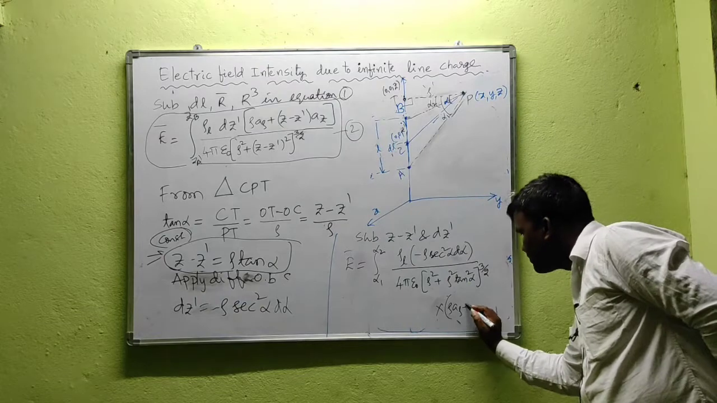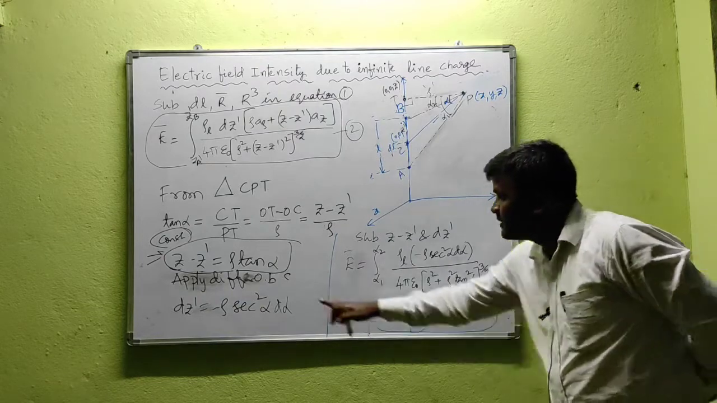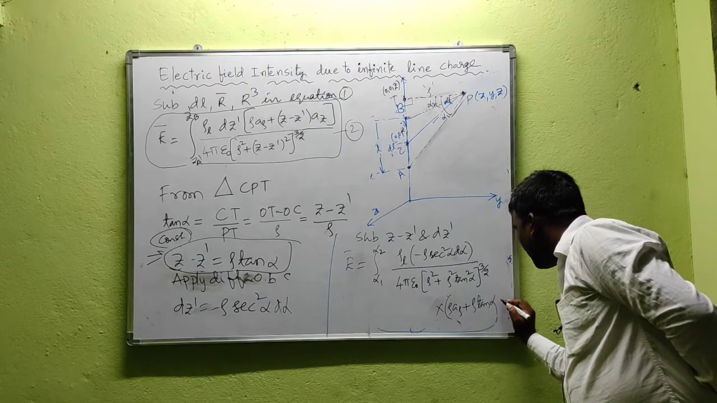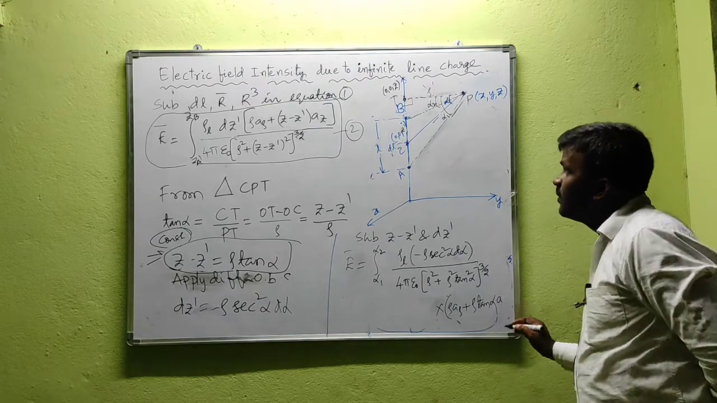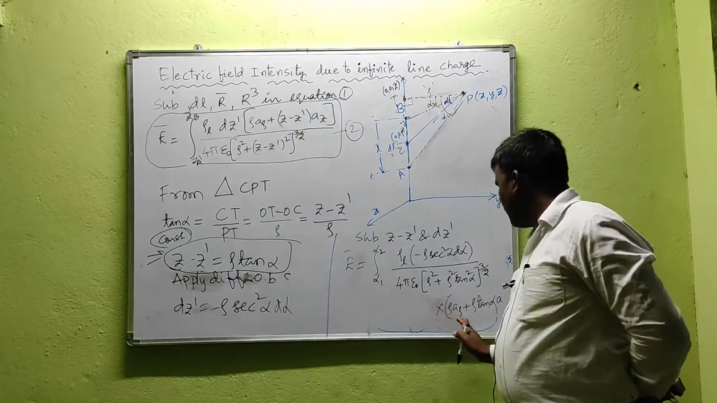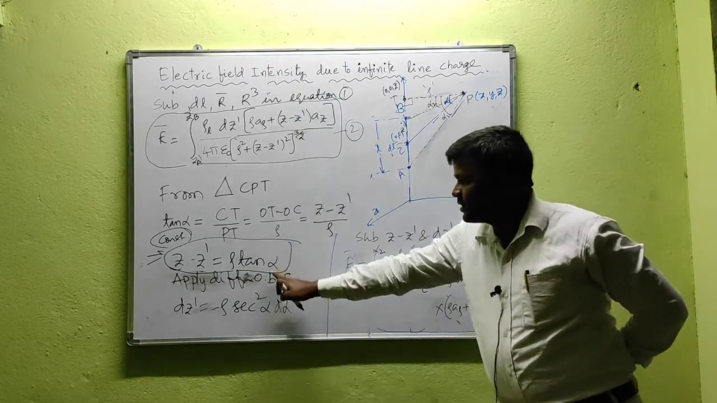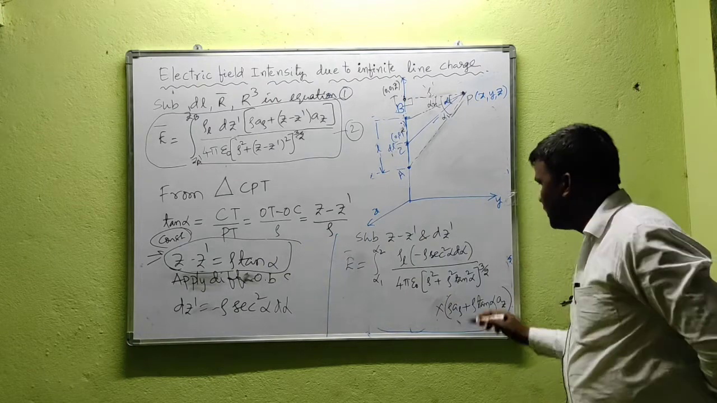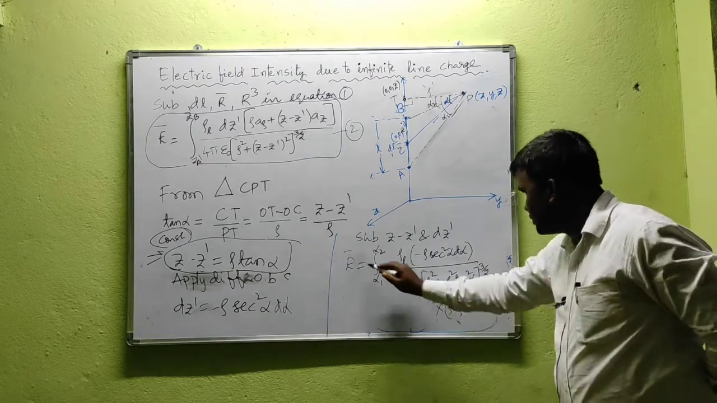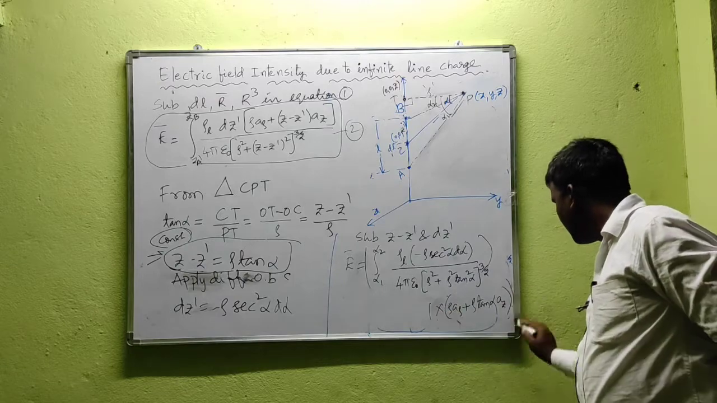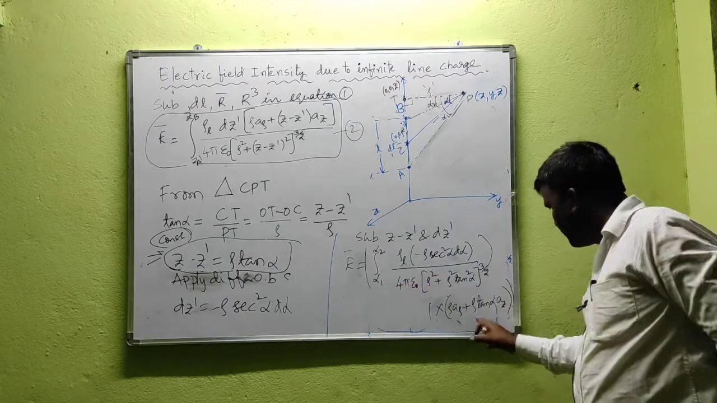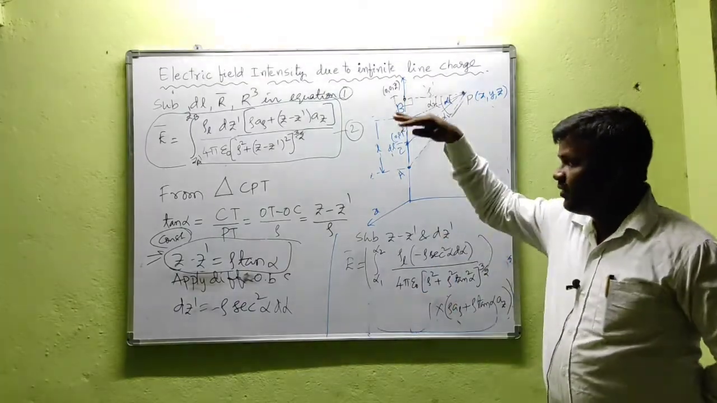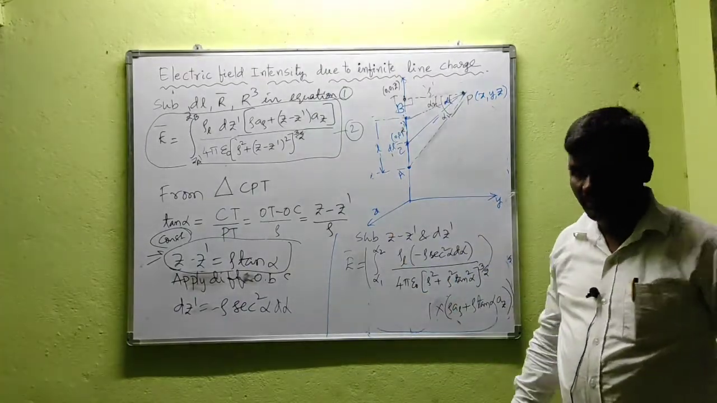Z minus z dash is what? Z minus z dash is rho into tan alpha. Rho into a rho over z minus z dash is replaced with rho into tan alpha into az. Remember one thing, this part into this part, both are multiplied with this one. Now simplify this one, we will get electric field intensity due to finite line charge extended from A to B.